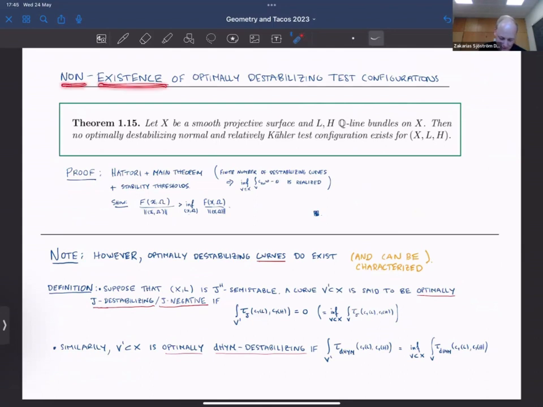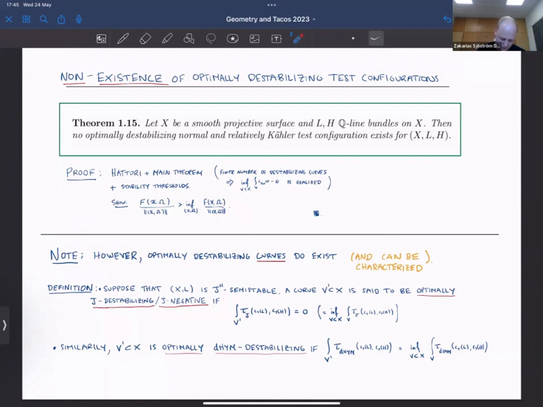And as a related flip side of this, we get non-existence of optimally destabilizing test configurations. So if you take any smooth projective surface and any Q-line bundles, then there can never exist an optimally destabilizing test configuration. This is again a combination of Hartley's main theorem and giving this finite number of curves, and some calculus using stability thresholds, showing that this quotient of the non-Archimedean functional over its norm is always strictly larger than its infimum.